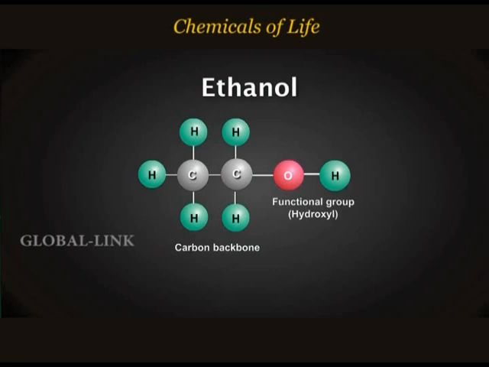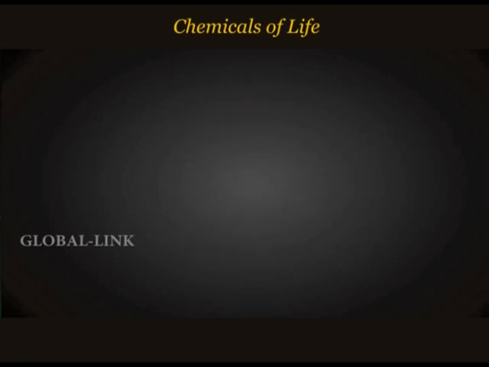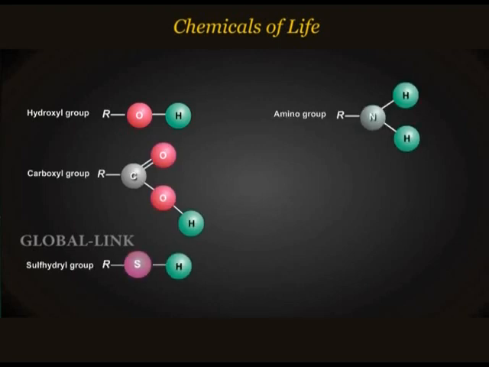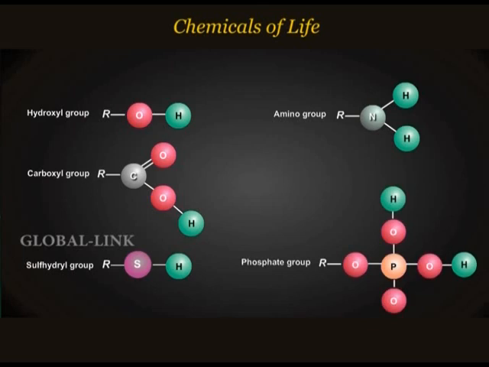There are many types of functional groups. In biology, the common ones include hydroxyl group, carboxyl group, amino group, sulfhydryl group, and the phosphate group. In these diagrams, the R's refer to where the functional groups attach to the carbon skeleton. The presence of a functional group determines the reactivity of the biomolecule. Functional groups therefore help in determining the identity of the biomolecule.